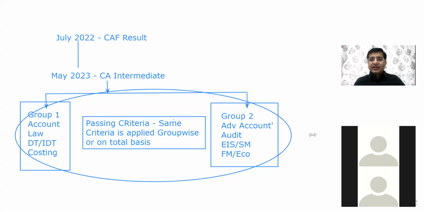Group 1 subjects are connected to group 2 subjects. Yes, there is a huge interlinking between the subjects of both the groups. Huge interlinking, right?